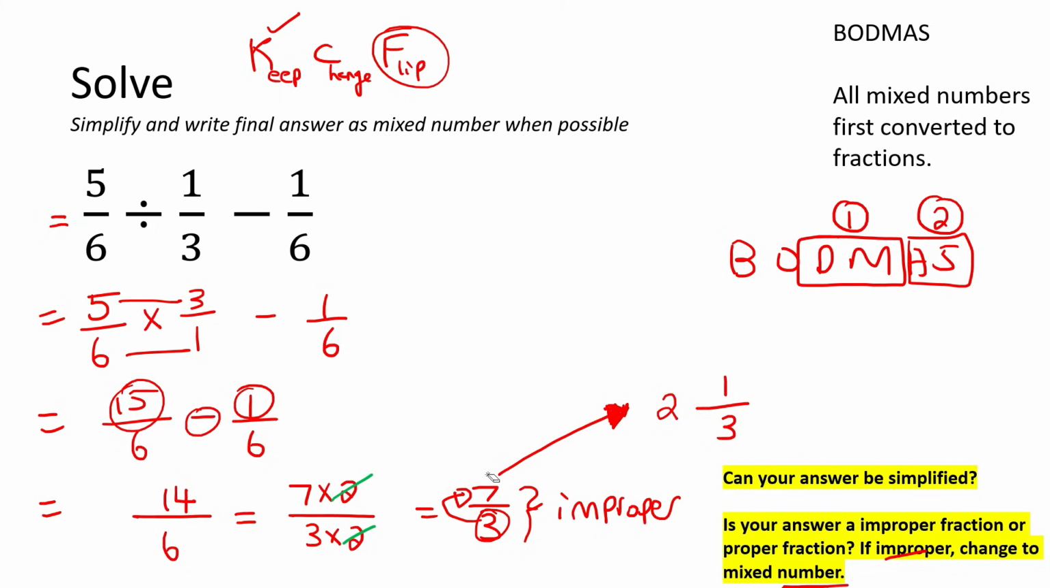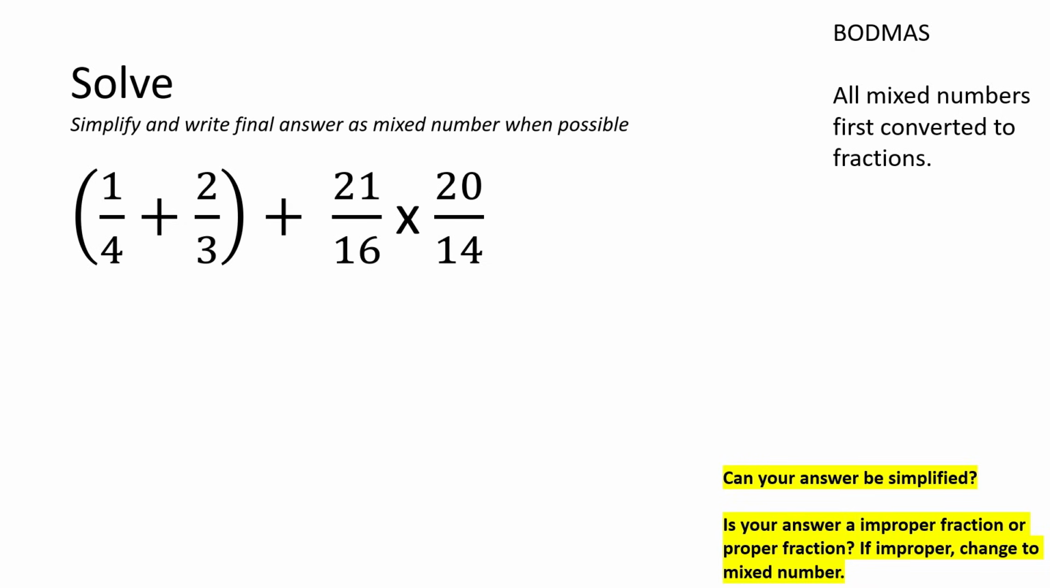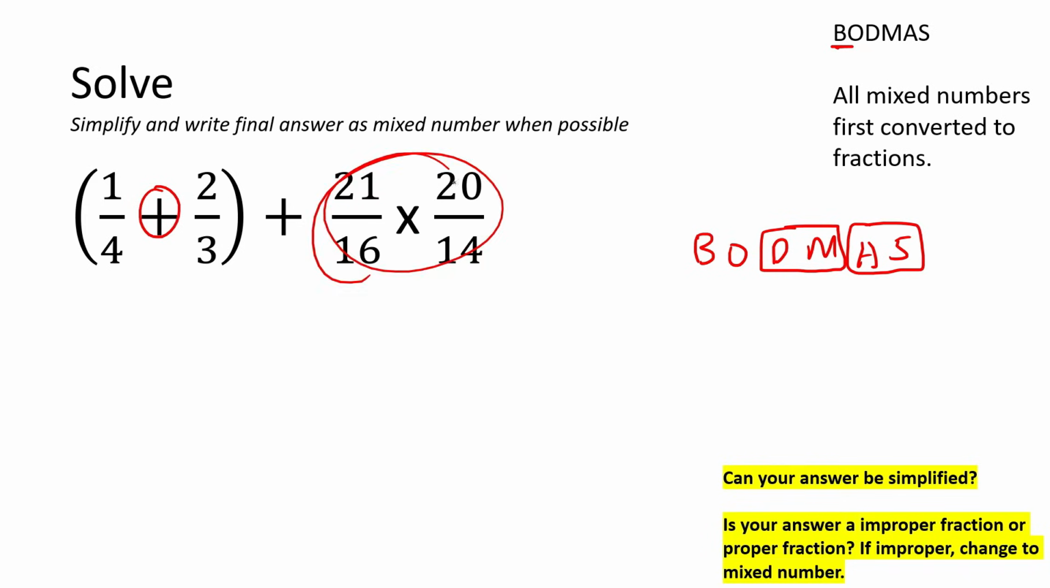Okay. So we've looked at how to do improper to mixed and things like that. Here's our next one. So with BODMAS, we know that B is brackets. So brackets always come first. Now listen carefully here. I've just told you that when you have a divide and a multiply, that'll always be more important than an add and a subtract. So here we have a plus and here we have a multiply. So you might be thinking, so we're going to do this one first.